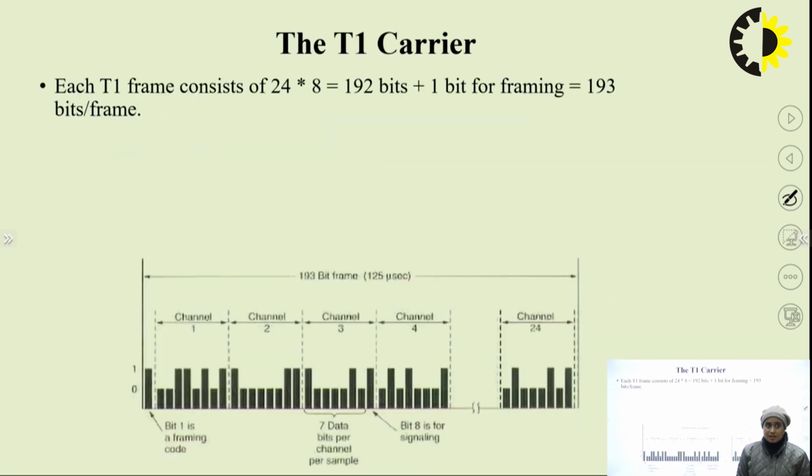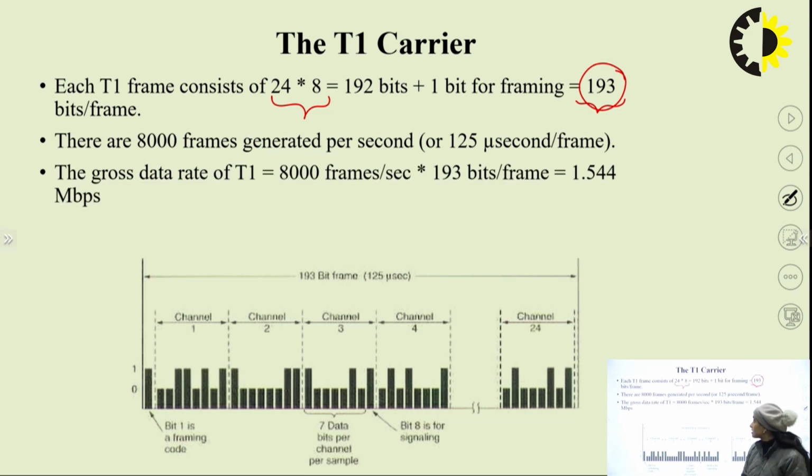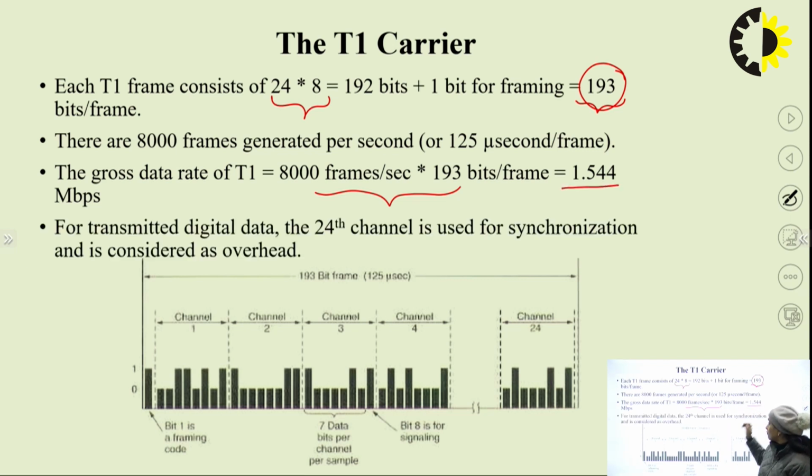So each T1 frame consists of 24 times 8, which makes 192 bits, and for every frame we use 1 extra bit. So in total 193 bits are used per frame. There are 8000 frames generated per second, so that makes 8000 multiplied by 193 bits, that makes 1.544 Mbps. That is the data rate of my T1 carrier system.